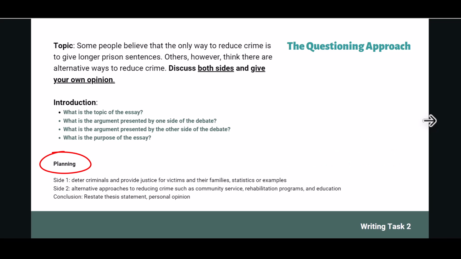In this particular essay, we will discuss both sides of the argument of reducing crime. To support side 1, we can provide statistics or examples that demonstrate how longer prison sentences can deter criminals and provide justice for victims and their families. To support side 2, we can provide evidence from studies that show how providing inmates with education and job training reduces their likelihood of reoffending once they are released from prison.